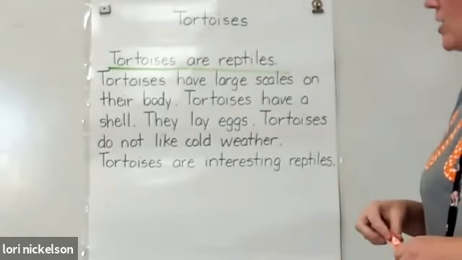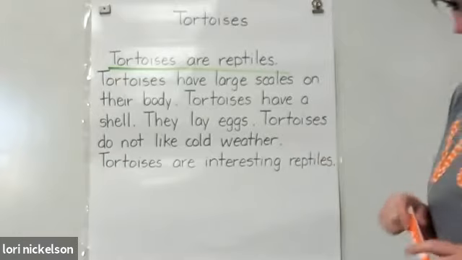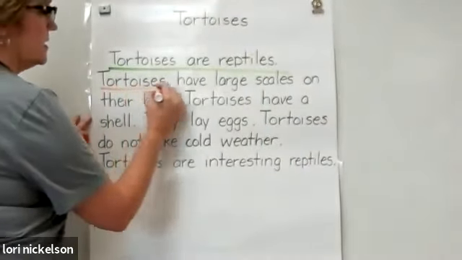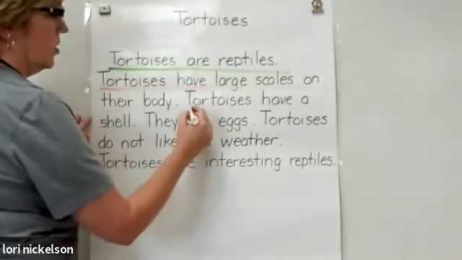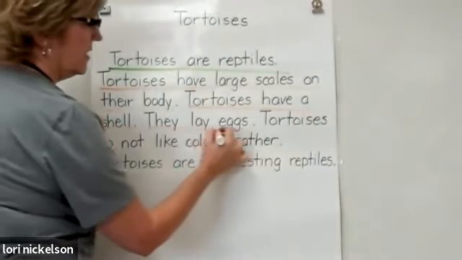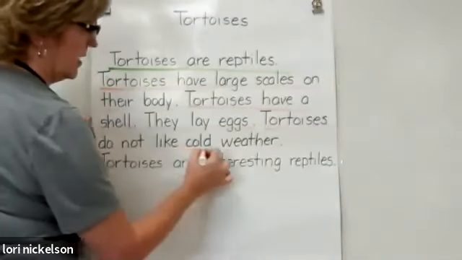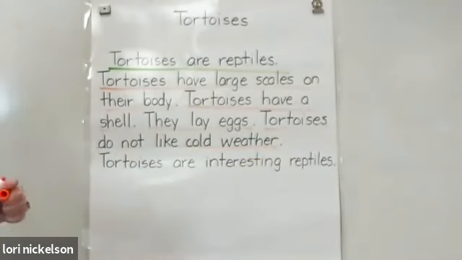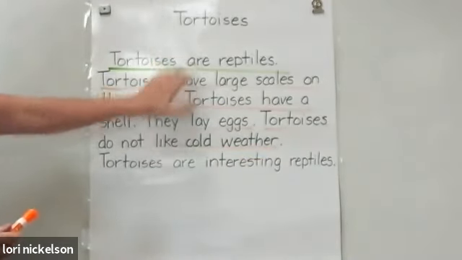So we're going to underline it in orange because I do not have a yellow marker. So I'm going to underline tortoises have large scales on their body. Tortoises have a shell. They lay eggs. Tortoises do not like cold weather. And that's my facts and details. That tells about this up here.